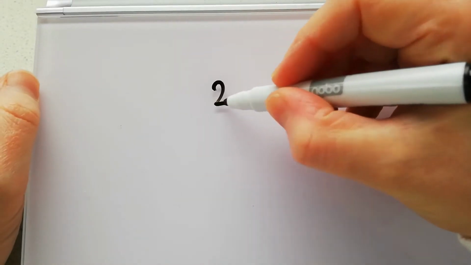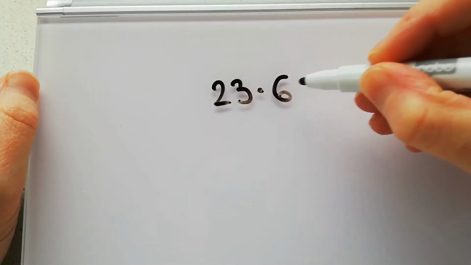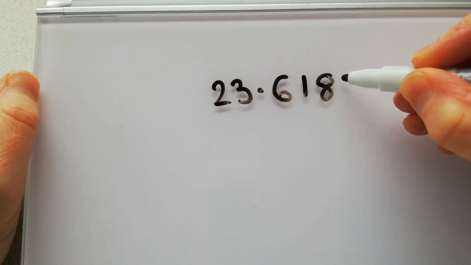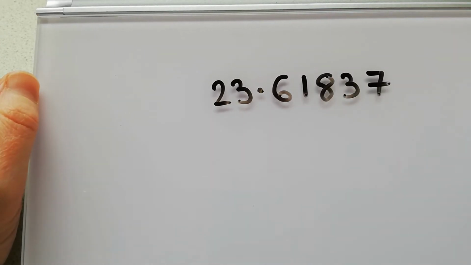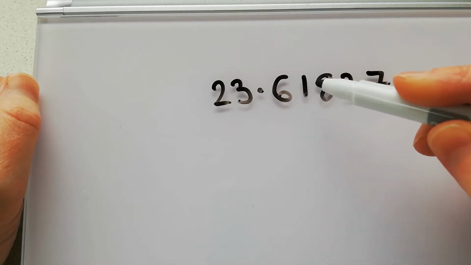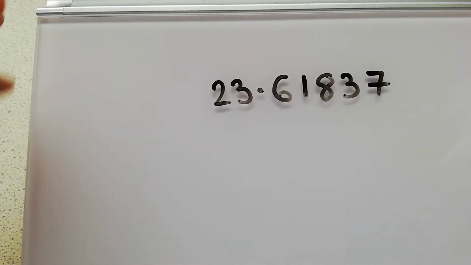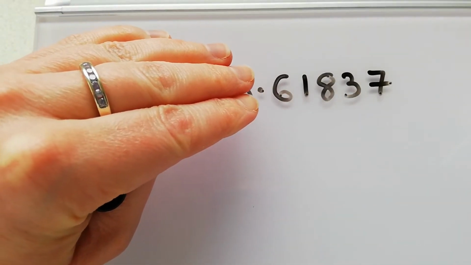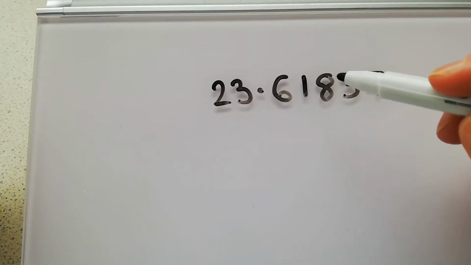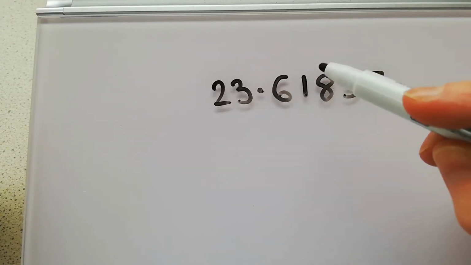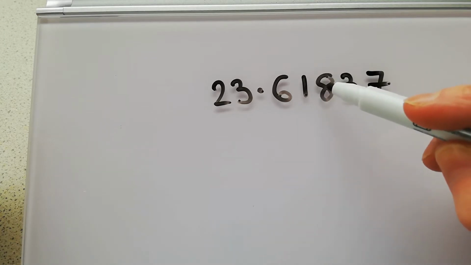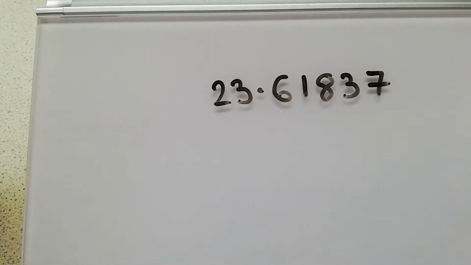Right, so I'm all set up on my whiteboard, and first of all we'll talk about decimal places. If we consider the number 23.61837, that number has 5 decimal places in it because there are 5 distinct digits after the decimal point. So when we're dealing with decimal places, what comes before the decimal point doesn't really matter. We only start counting after the decimal point. So that is our first decimal place, that's our second decimal place, that's our third decimal place, and so on.